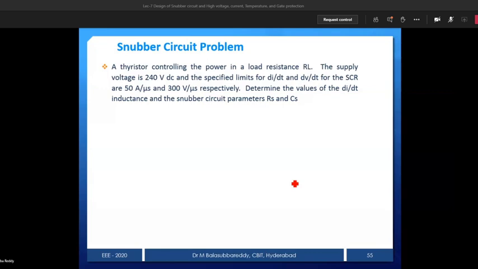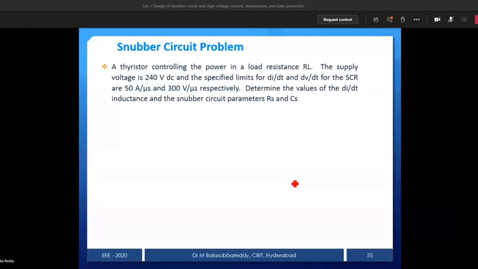So then voltage across the SCR, VA is equal to R into I. Then R means RS here. So now dV by dt is equal to RS into di by dt. You know already the di by dt value, and you make it a maximum. dV by dt max is equal to RS into di by dt max. I know di by dt max, and substituting, we get RS.